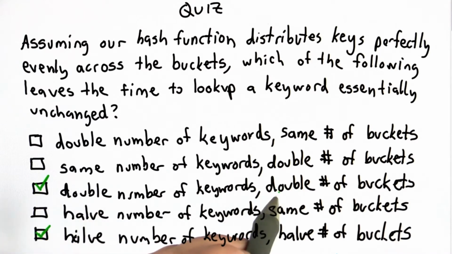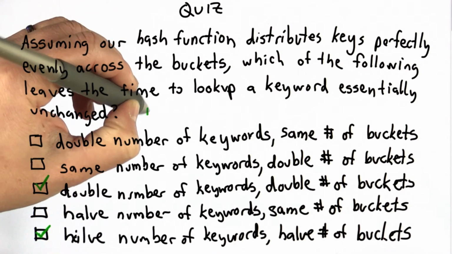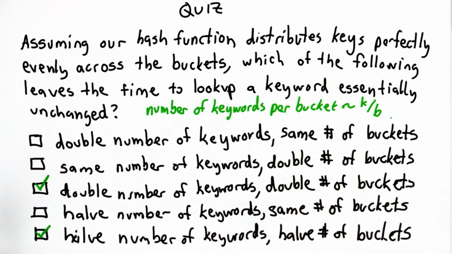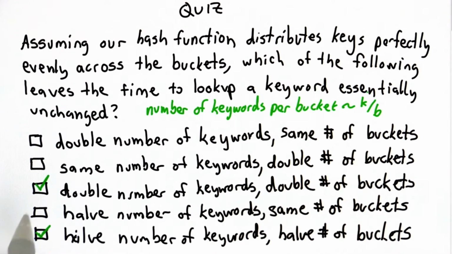With a hash table, if we also double the number of buckets when we double the number of keywords, well, then the number of keywords in each bucket stays the same. So we're dividing the keywords evenly between buckets. The number of keywords per bucket is the number of keywords divided by the number of buckets. If we double both, that number stays approximately the same. The time to look up only depends on the number of keywords per bucket.